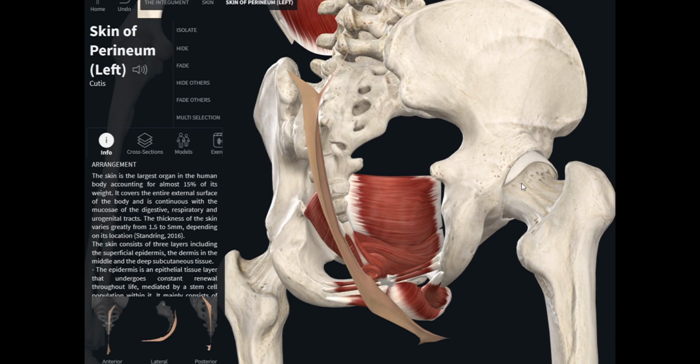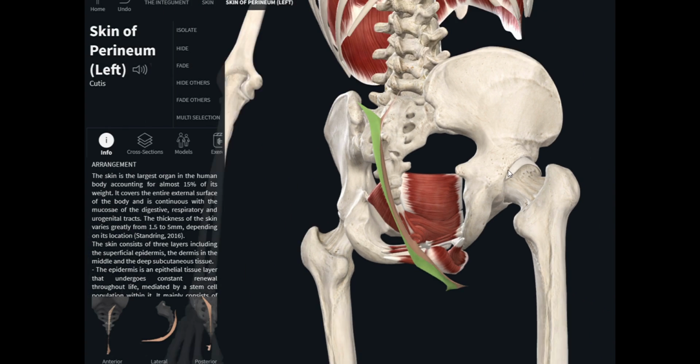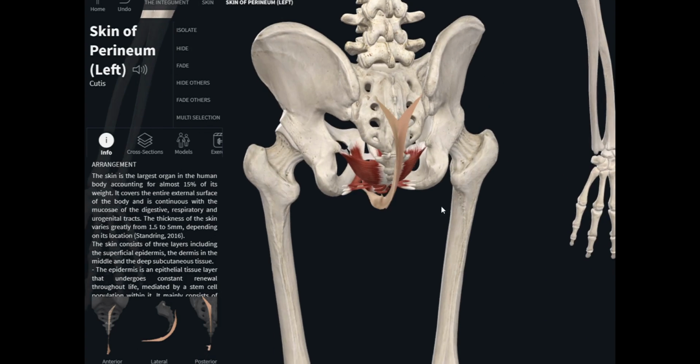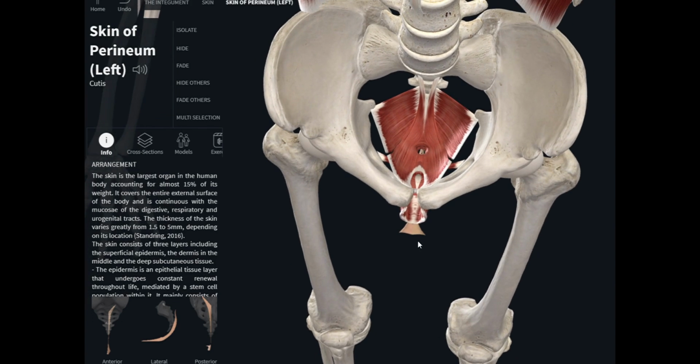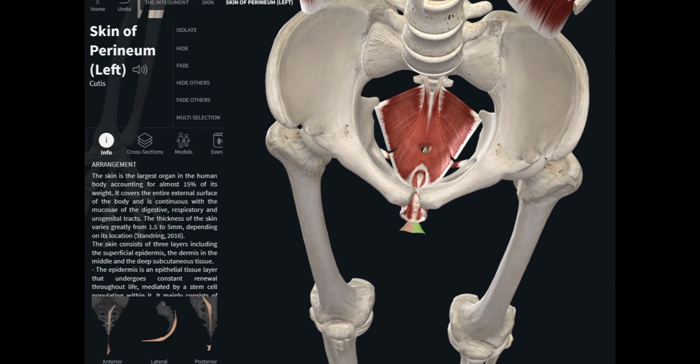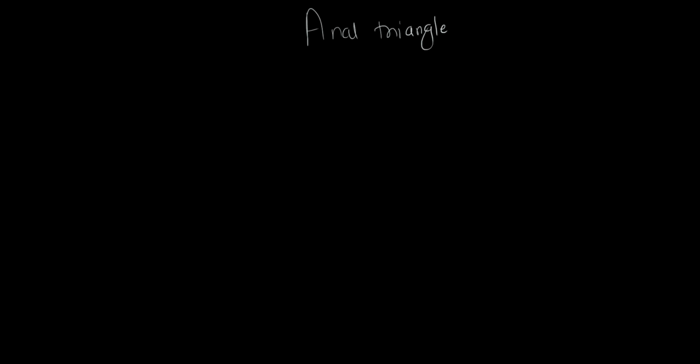That's all that you have to know. Let us look at each of the structures individually, namely the urogenital triangle and the posterior anal triangle. Let us take a look at the anal triangle.